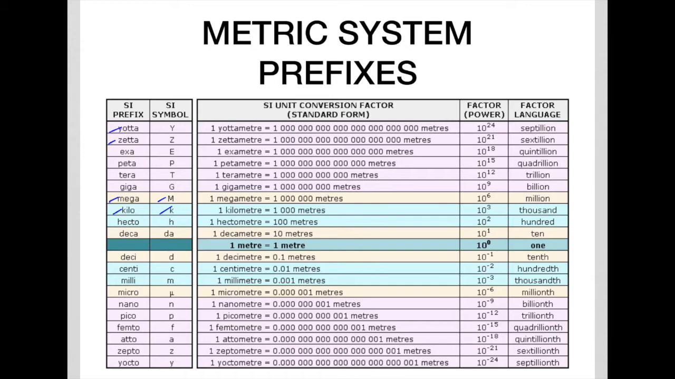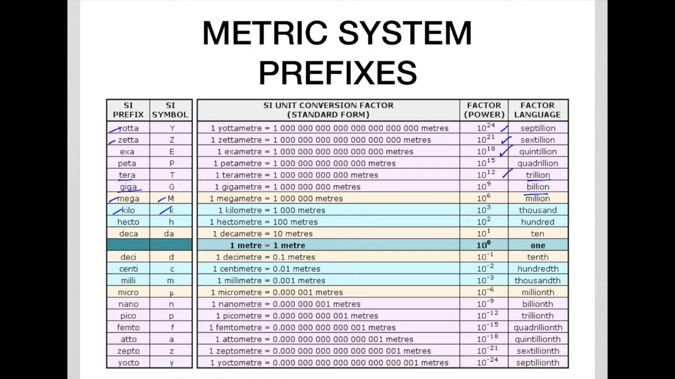For example, we have here 10 raised to 24 is septillion, 10 raised to 21 is sextillion, and then 10 raised to 18 is quintillion, and then 10 raised to 12 is trillion. Now, we have here the SI prefixes. Instead of using trillion, we will use tera. Instead of using billion, we will use giga.